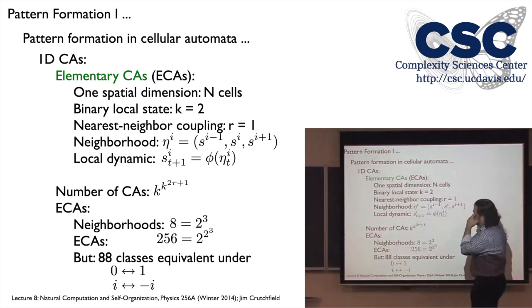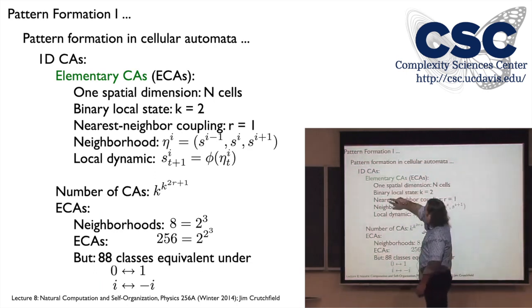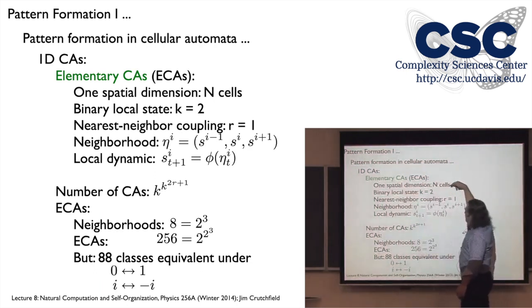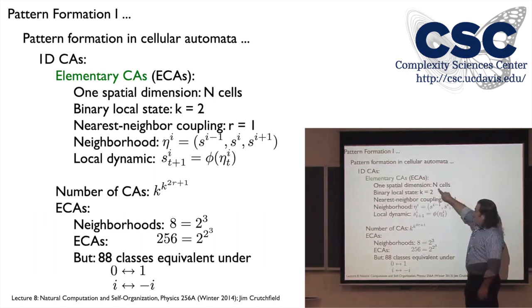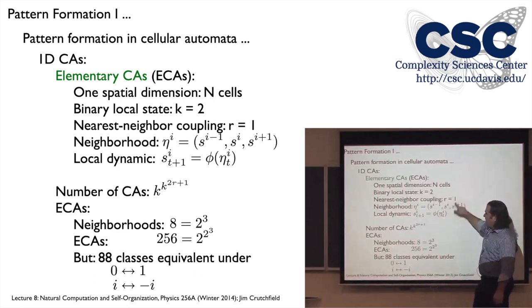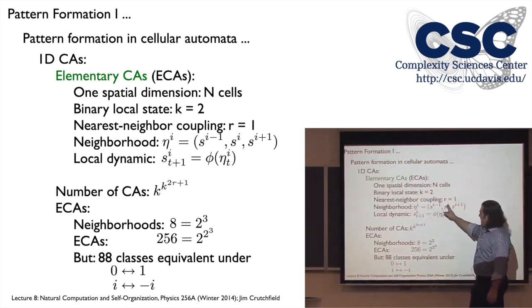So now the elementary CAs here are one-dimensional. We're going to have a finite number of cells and wrap them around with periodic boundary conditions. Again, binary local states, just nearest neighbor coupling. So that means each site looks at its neighbor at i minus one and neighbor i plus one. That's the 3-bit neighborhood that gets plugged into the lookup table, and we get the next site value.